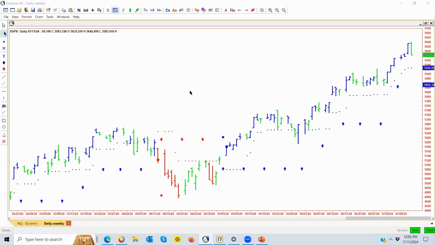And I'm just going to jump right in here. We've got a daily, weekly chart up right here. This is the S&P 500, SPX, and this is daily, weekly. Now the dots are the daily, and the price bar is one bar per day. If it's blue, everything is going good.